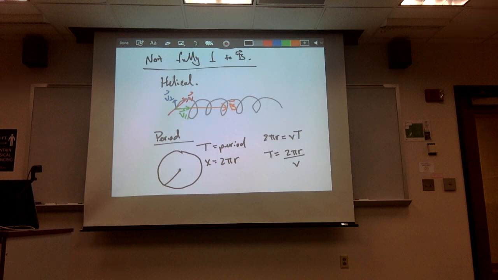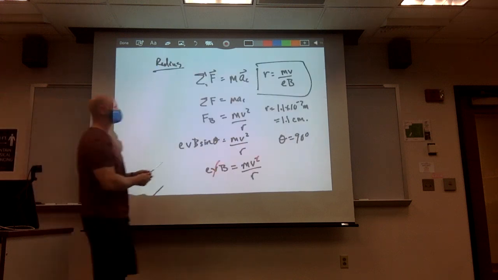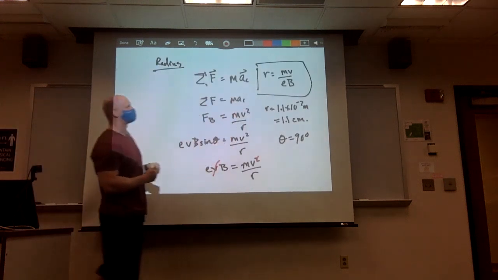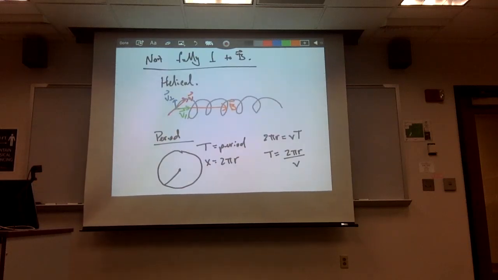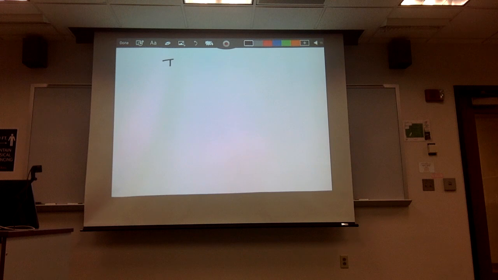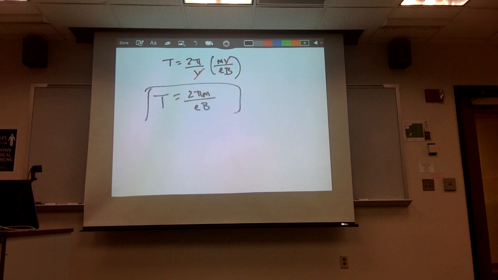But from our previous page, we also know that the radius is the same thing as the mass times velocity divided by the charge times the magnetic field. So this thing is going to become, let me write it on the next slide, 2 pi divided by the speed times the mass times the speed divided by the charge times the magnetic field, which means the velocities are going to cancel. So this becomes equal to 2 pi times the mass divided by the charge times the magnetic field. So this is the period of oscillation.